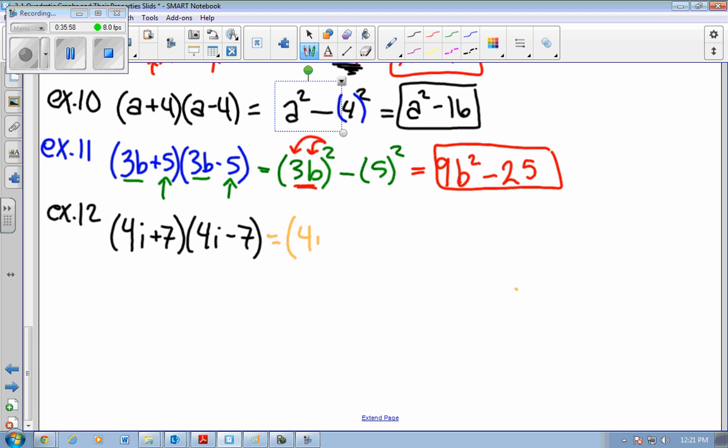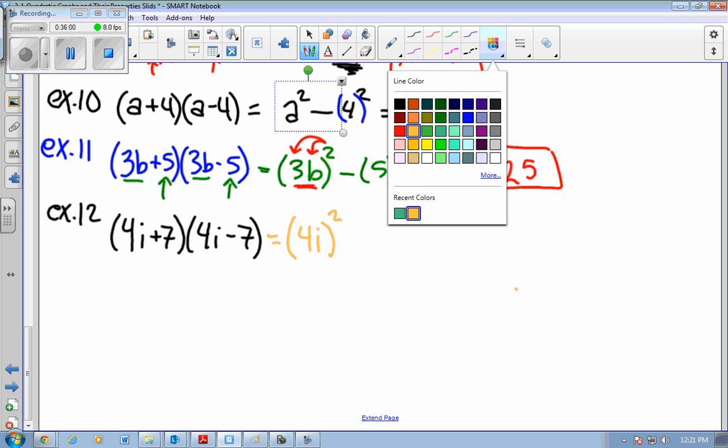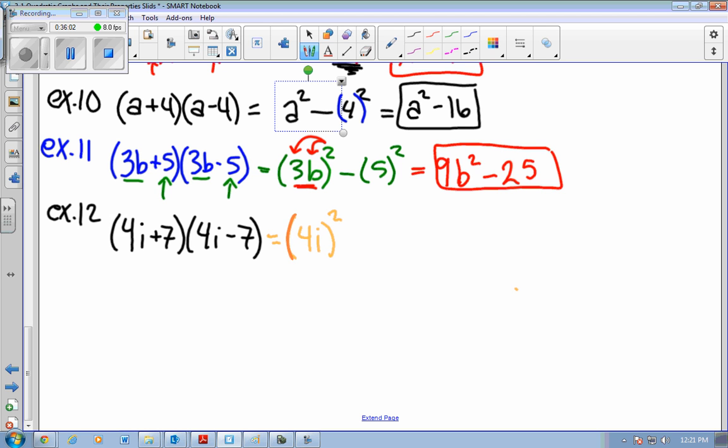Okay, so the first guy squared. I don't think you can see that orange. It's that dark orange. First guy squared minus the second guy squared. You can use parentheses on the 7, but you don't have to. Equals, remember, this squared goes to both the 4 and the I. So we get 16I squared minus 49. Good. Most of what I saw was good.